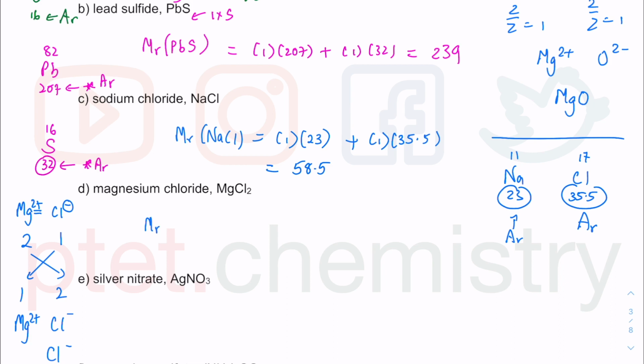Once you get to the correct formula, we need to know how to count the atoms. This means there's 1 Mg and 2 Cl. There's 1 Mg and 2 Cl. I mean, everything makes sense here.